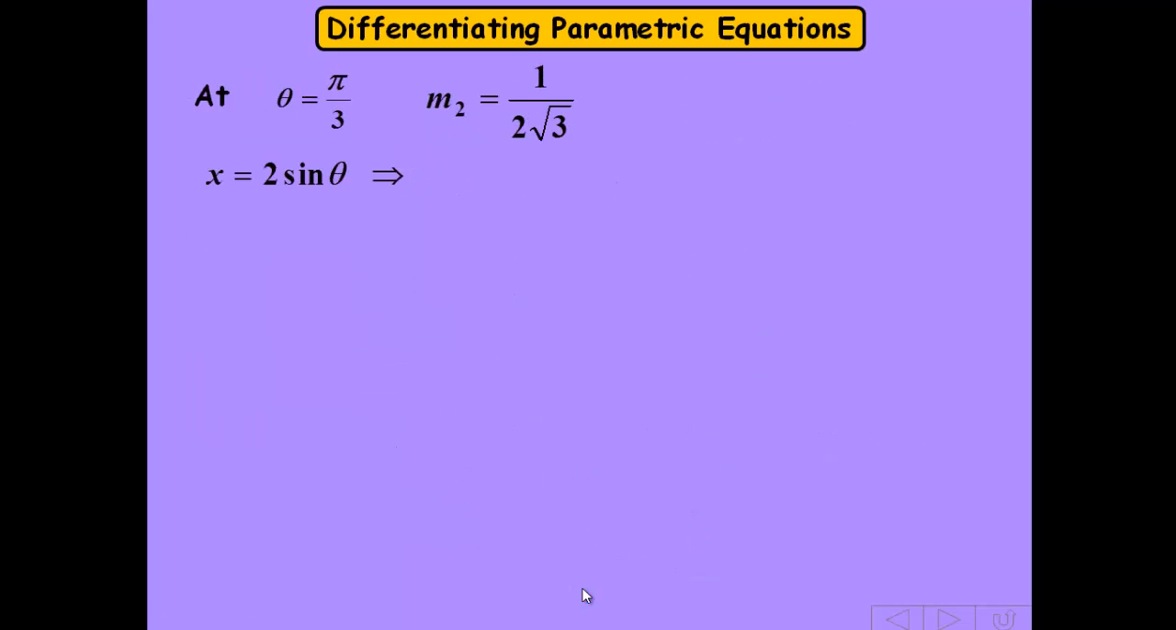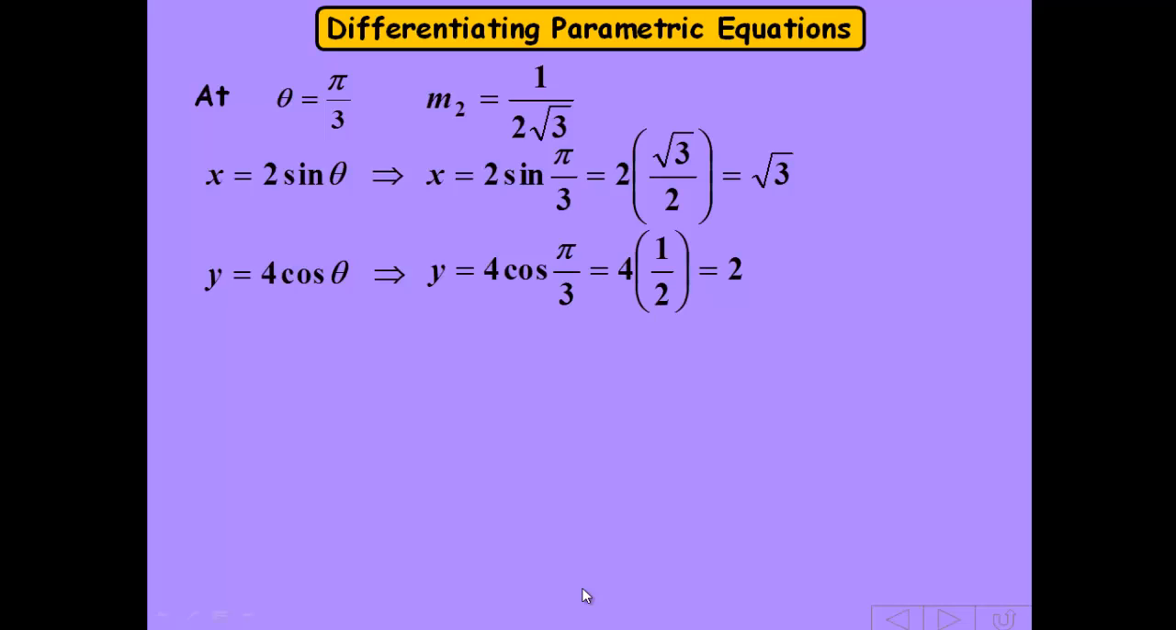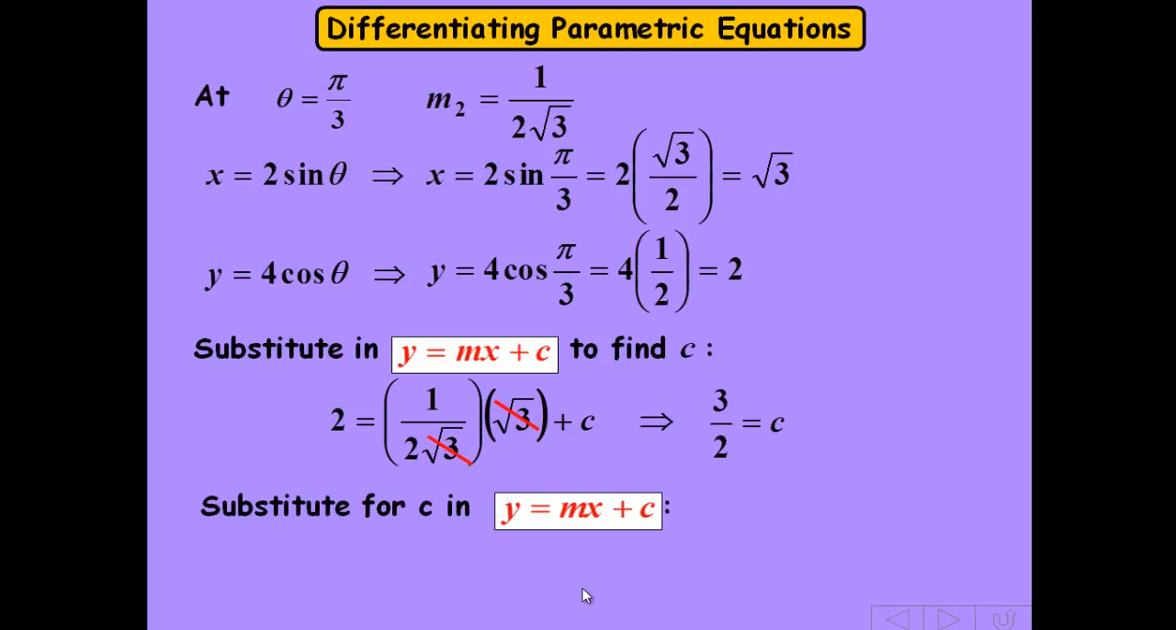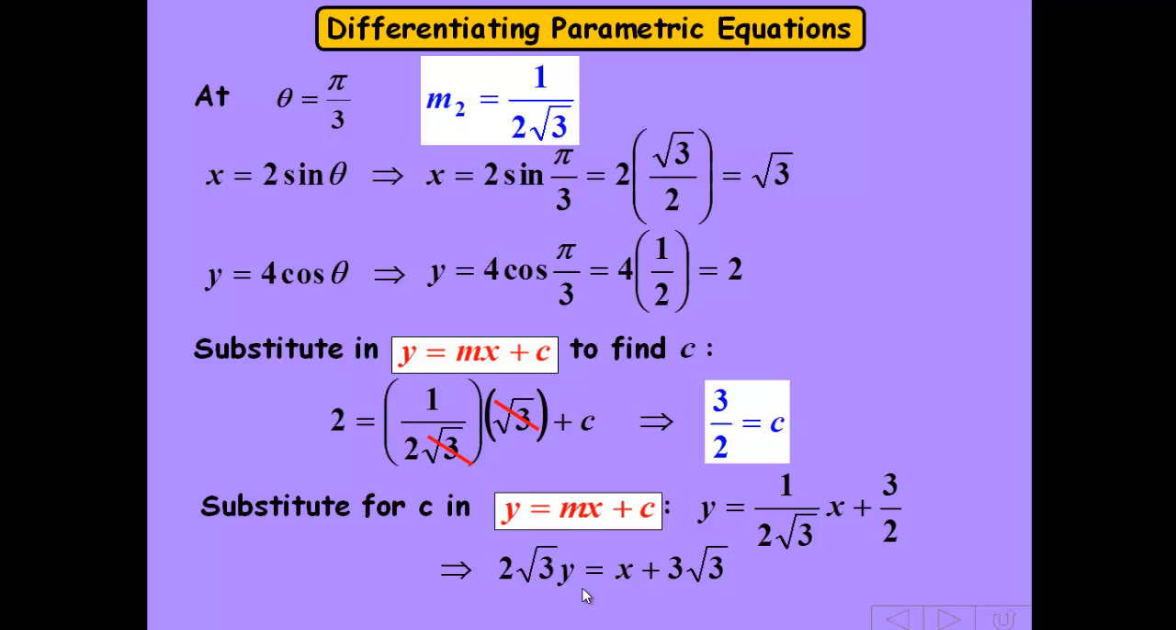And then it's the same procedure again, find x, find y, substitute into y equals mx plus c to find c. We've now got an m value, an x value, and a y value. We get 3 over 2 for c, and then we just sub the m and the c back in, and we get our equation. And if we multiply by 2 root 3, that will get rid of any denominators and tidy it up a bit.